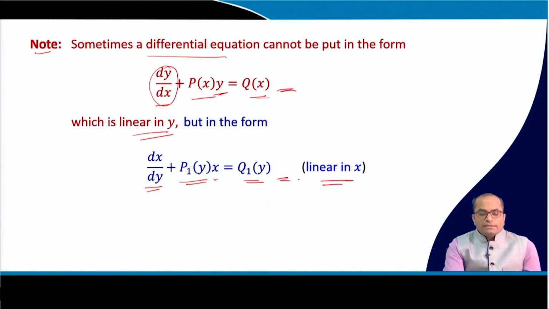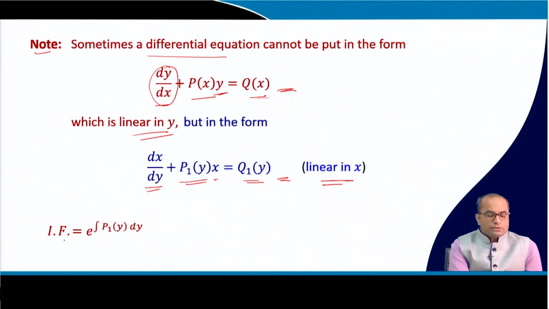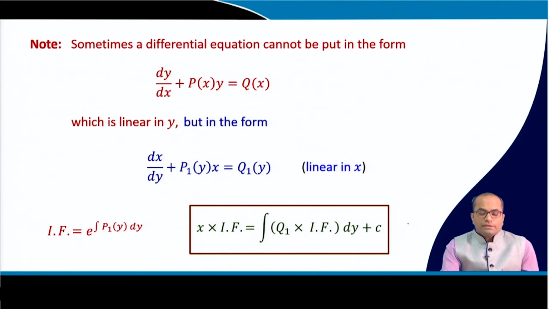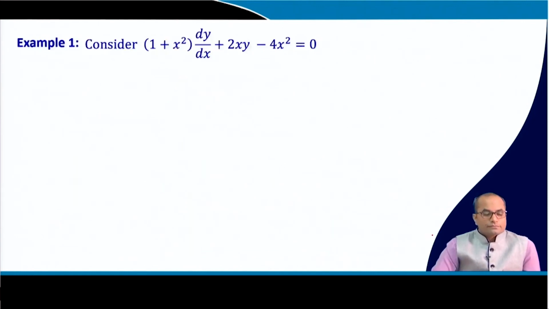If it is linear in x, naturally we have to solve for x as we have solved for y. So, in this case the integrating factor will be e^(∫p1 dy), because this is p1 now here. Then the solution will be x into the integrating factor, and on the right hand side we have q1 into the integrating factor. We have to integrate now with respect to y plus a constant. So, in that case our solution will be given by this formula. Let us go through some examples.